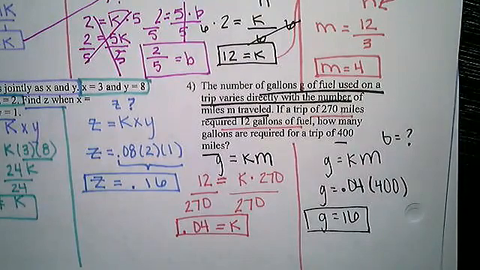So it's the same exact steps, it's just identifying if it's direct, inverse, or joint variation, solving for K, using the first couple numbers in your problem, and then solving for the missing variable.